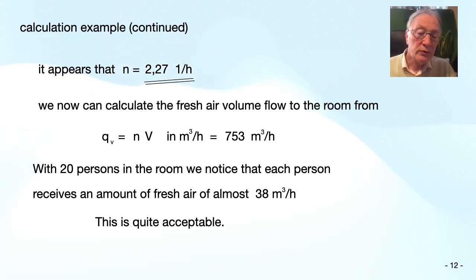In a theater you have a minimum of 20 cubic meters per hour. So 38 is a very good amount per person. Also the 900 ppm is very acceptable. Figures higher than 1200 are not so good, and figures below 800 are excellent.